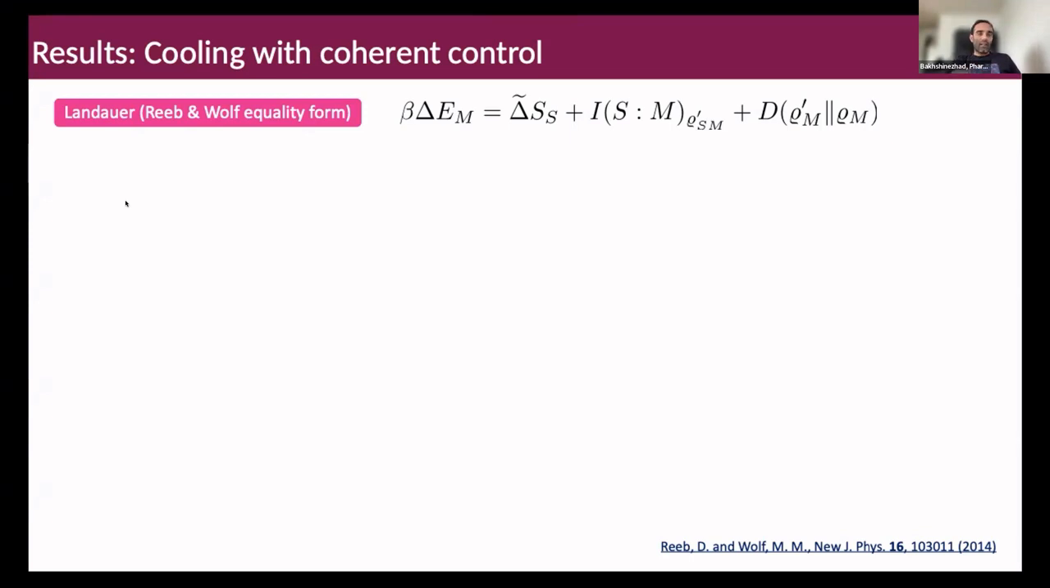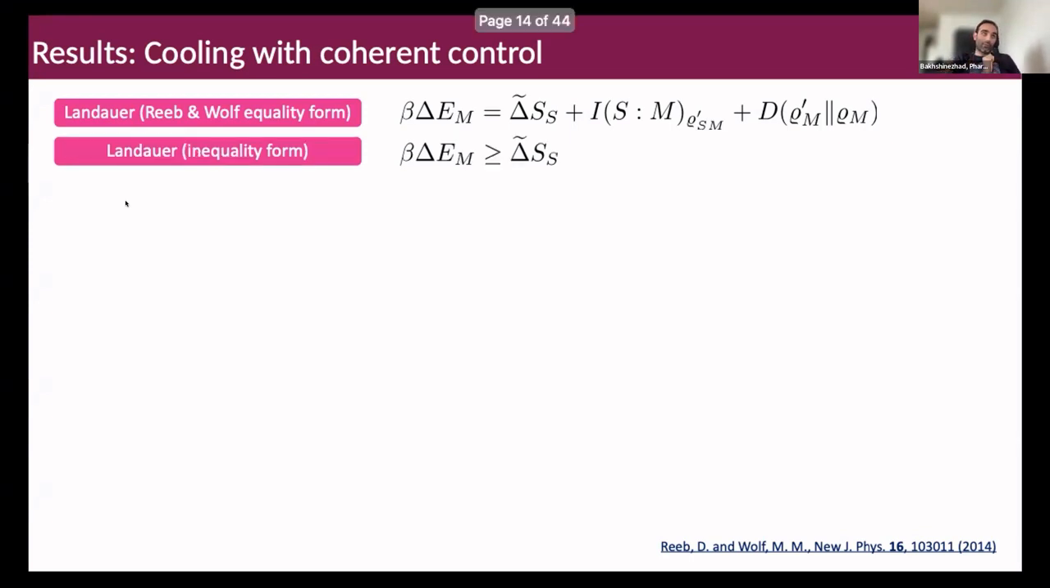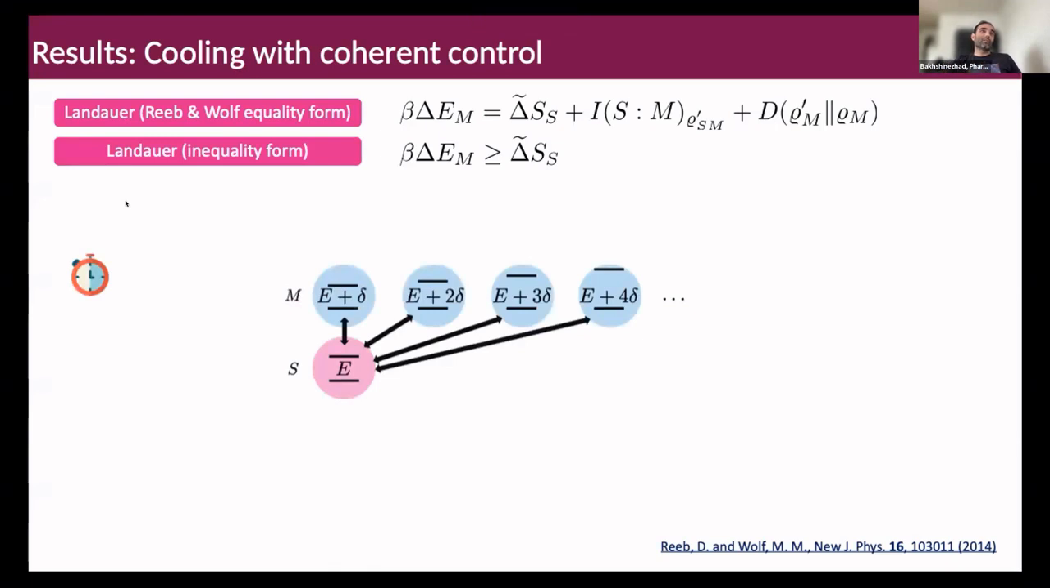Both are positive. In this way, you can say that for any process, the energy exchange of the machine would be larger than delta S. This is equivalent to the Landauer principle. It's like the minimum amount is delta S. But if you want to reach the minimum one, then you need to have infinite resources.